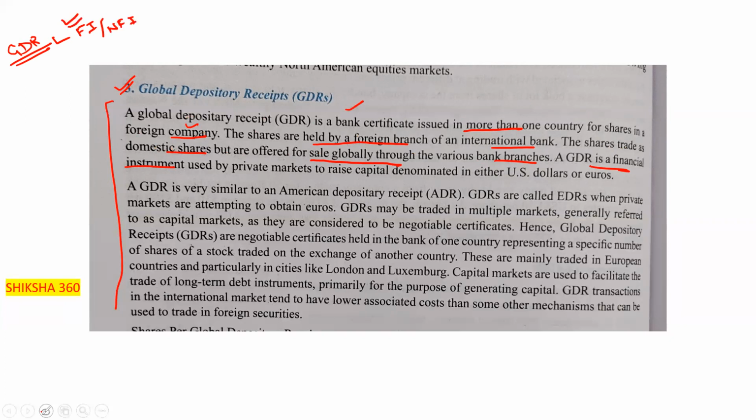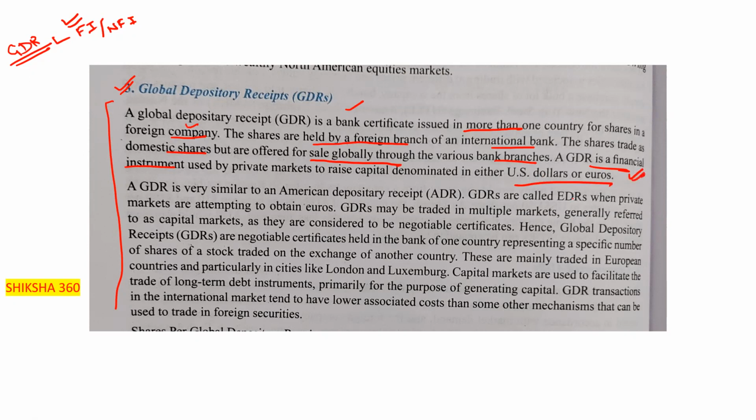So it is a financial instrument used by the private markets. GDR is basically a financial instrument used by the private markets to raise capital, denominated either in US dollars or euros.